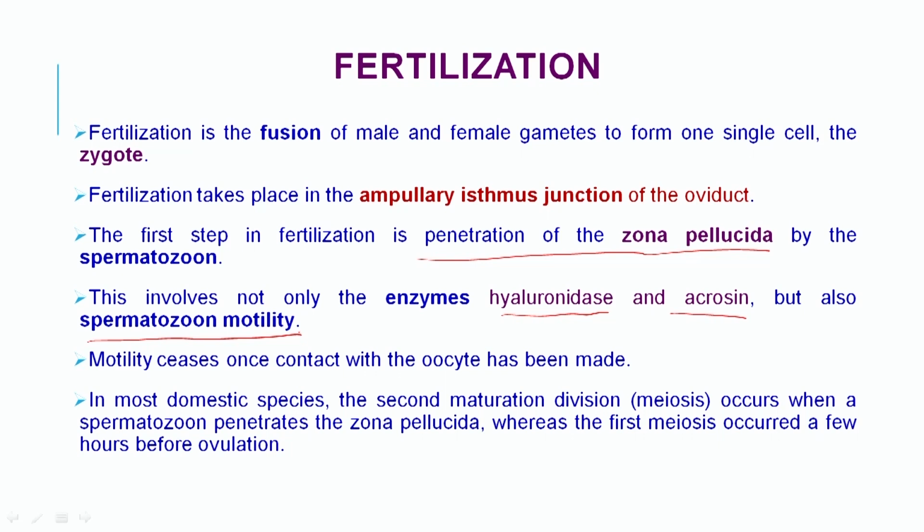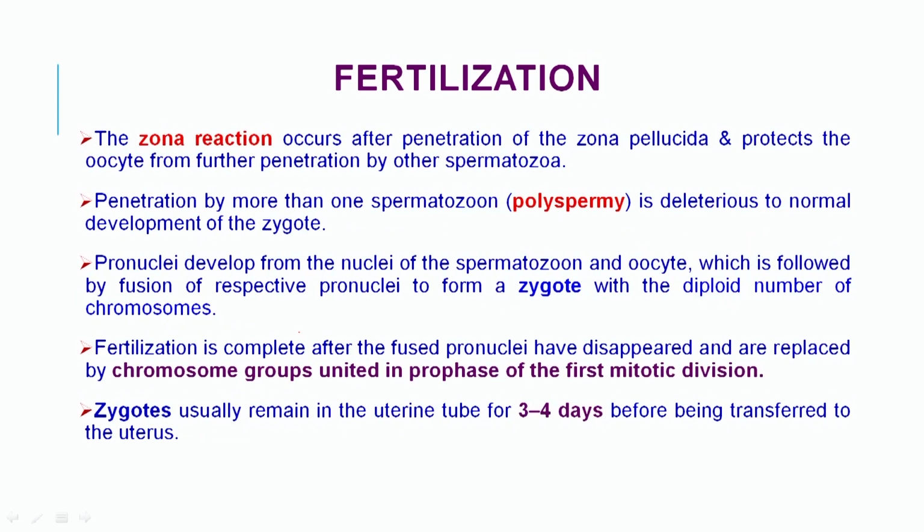In most domestic species, the second maturation division occurs when the spermatozoon penetrates the zona pellucida, whereas the first meiosis occurred a few hours before ovulation. The zona reaction occurs after penetration of the zona pellucida and protects the oocyte from further penetration by other spermatozoa. Penetration by more than one spermatozoon is called polyspermy and is deleterious to the normal development of the zygote.